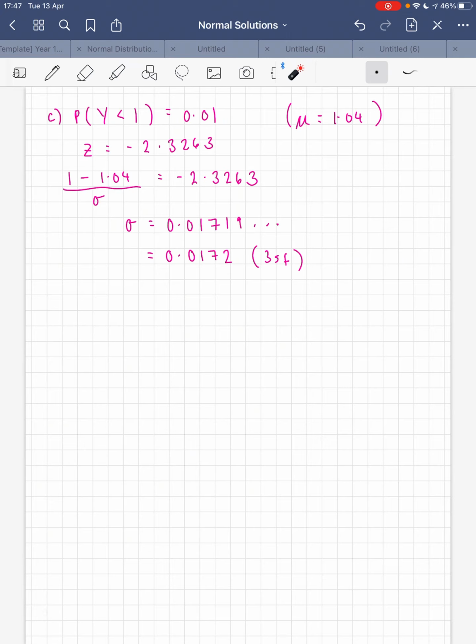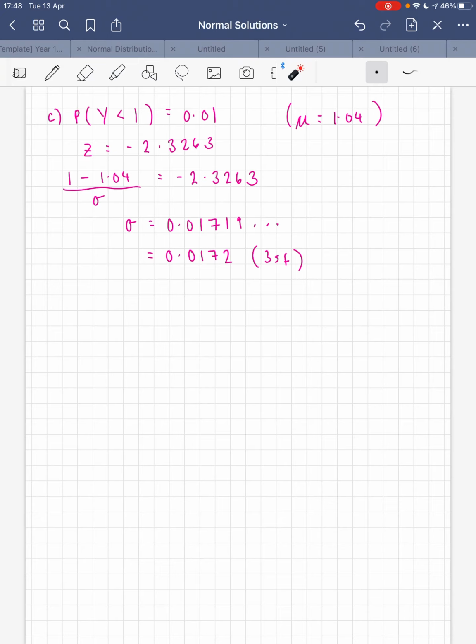I'm trying to find the probability that my distribution y is less than 1, and that has a probability of 0.01 because it said 1%. Again, use the percentage point table to find that, but again, our question is less than. The percentage point table will give you greater than, so we need to make it negative. So the percentage point table will give you 2.3263 as your value of Z. We need to make that negative because our question is less than.